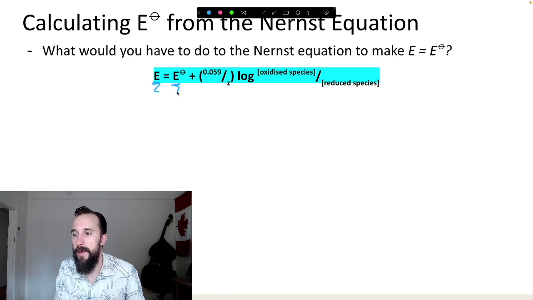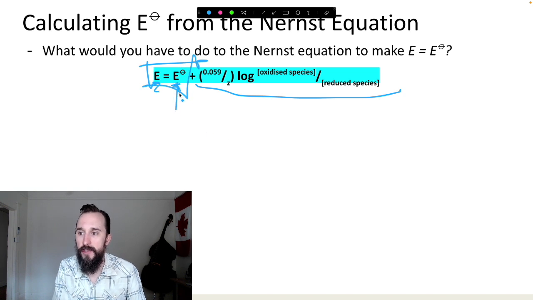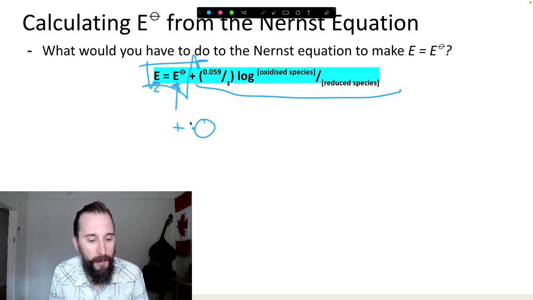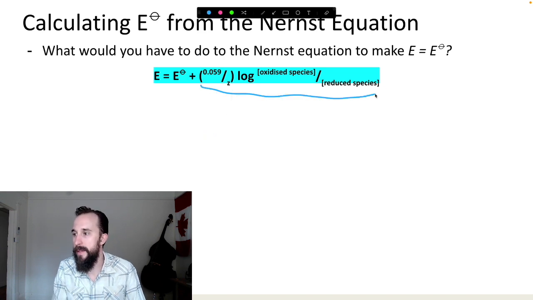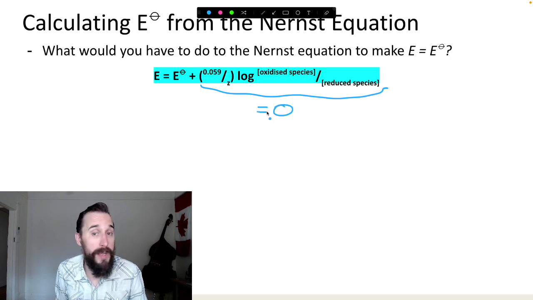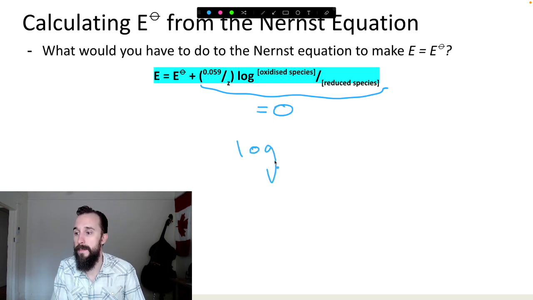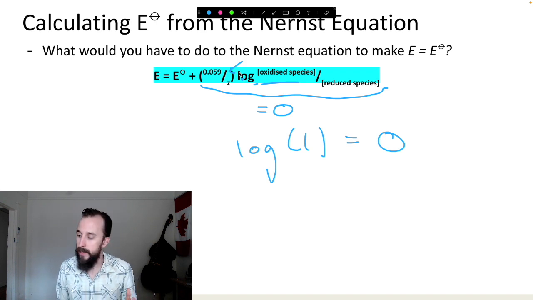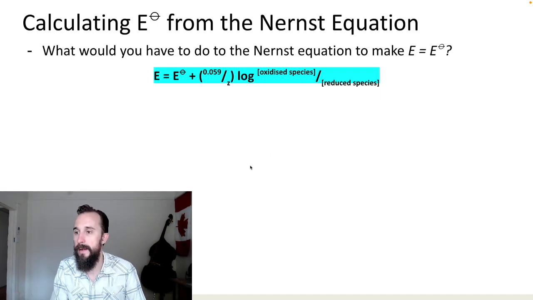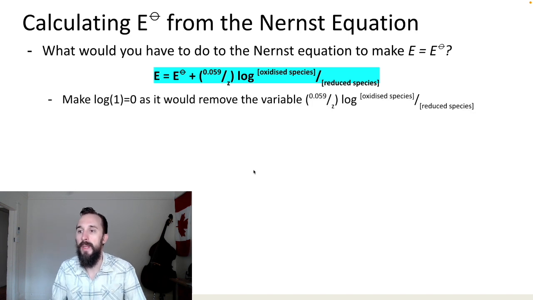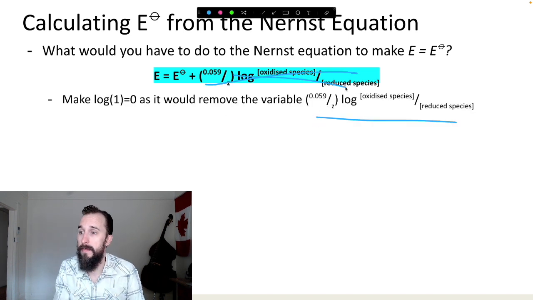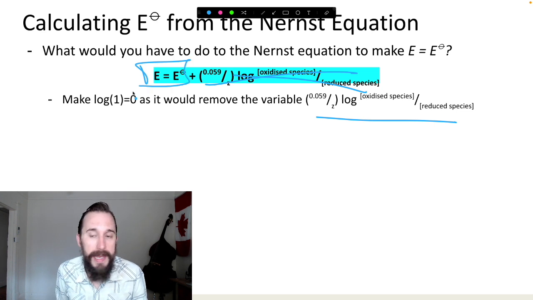Well, we got that there, and we're plussing something to that. Well, to make these two things equal each other, we've got to make sure that we're plussing nothing to it, so it remains unchanged. So essentially, we've got to make this whole variable there equal to 0, and we can do that by making the logarithm equal to 1, because log 1 is equal to 0, so multiply 0 to that, it's all going to equal 0. Log 1 equals 0, plug it in your calculator, double check it if you like, but that's very much the case. So that would remove our variable there, and that would make E equal to E standard.